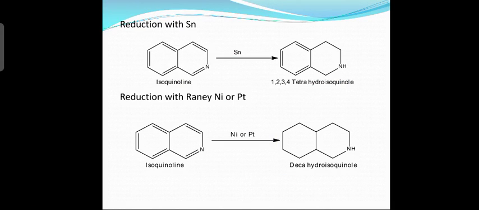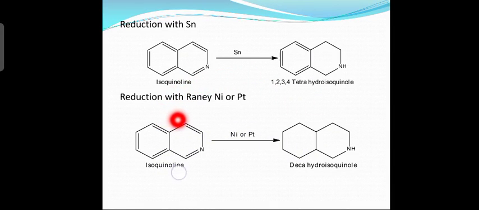Now next is reduction with tin. Reduction takes place with tin and HCl. Isoquinoline undergoes reduction in the presence of tin and HCl to give 1,2,3,4-tetrahydroisoquinoline. That means a hydrogen atom adds at the first place, second place, third, fourth. Therefore there is no double bond over here. The double bond breaks. So 1,2,3,4-tetrahydroisoquinoline is obtained with tin and HCl reduction.